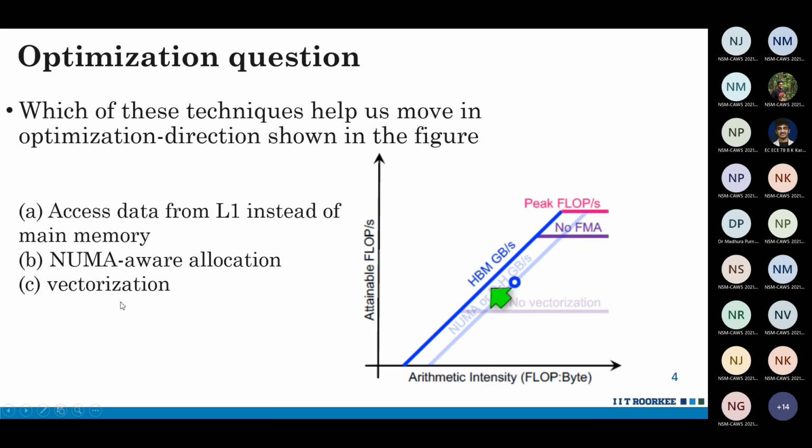If we do vectorization, the memory bandwidth will be the same, but the computation will be much better. That is actually an optimization in the computation bound region. So vectorization won't help us optimize in this direction. So the answer is A and B.